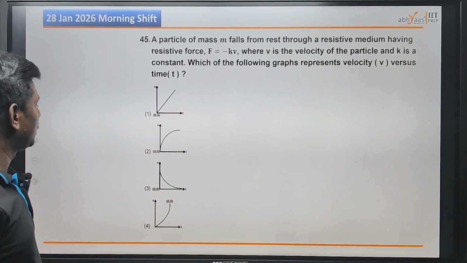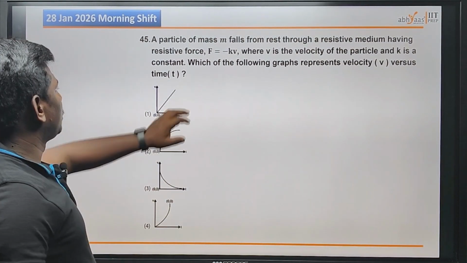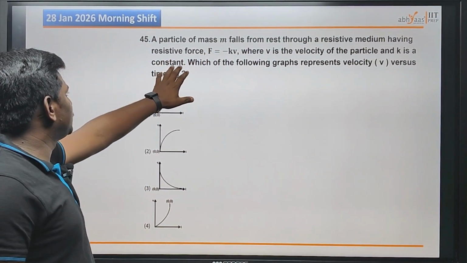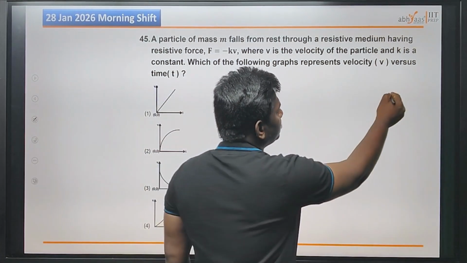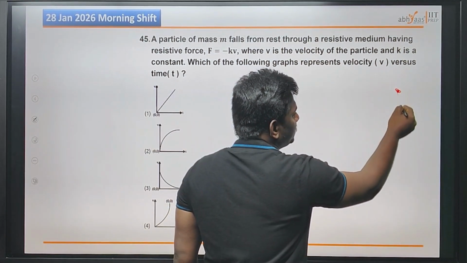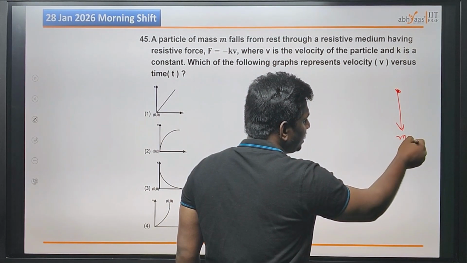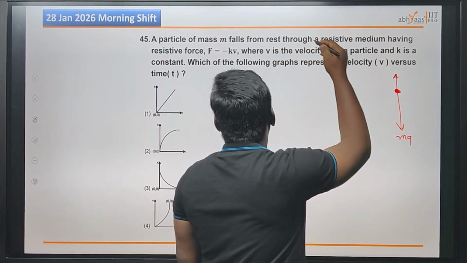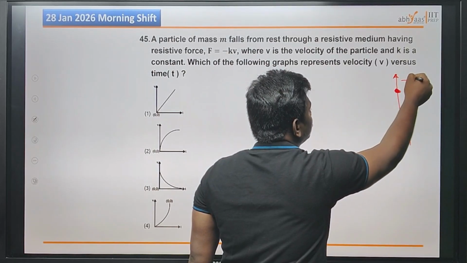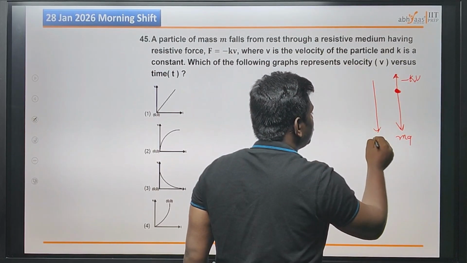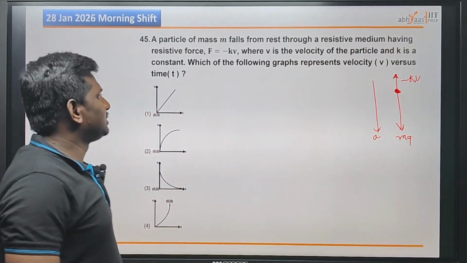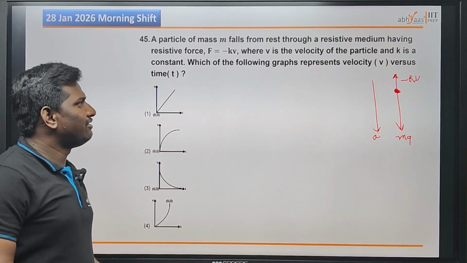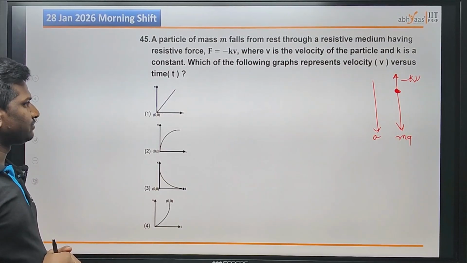Next, question number 45. A particle of mass m falls from the rest through the resistive medium having resistive force F. So take this. This is our particle which is falling under gravity, mg, and one more is there. At this particle we are having one drag force, that is F equal to minus kV, which is moving downward. V is the velocity of the particle and k is the constant. Which of the following graph represent the velocity versus time?